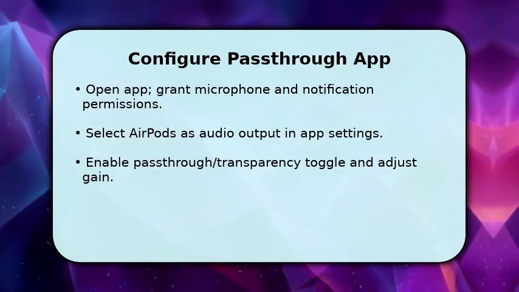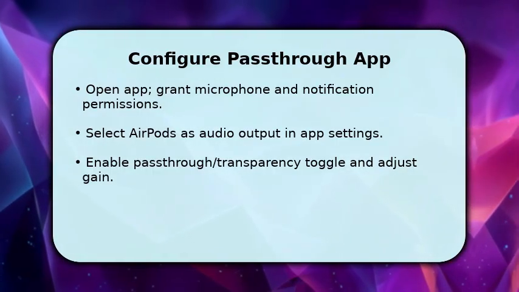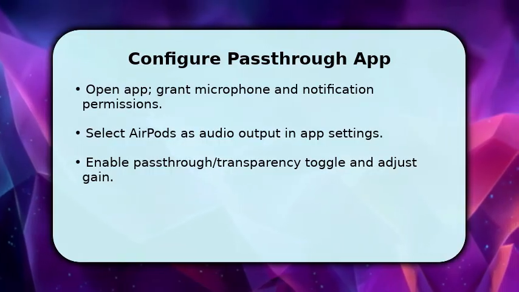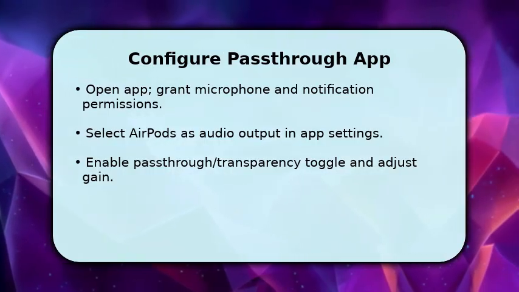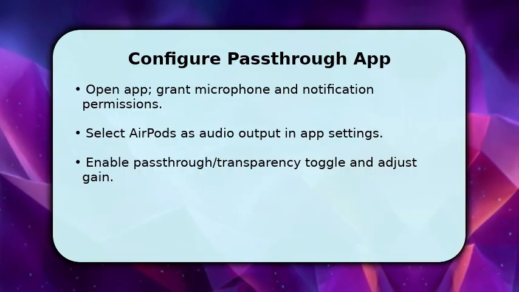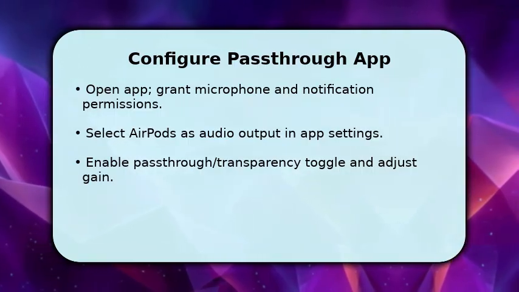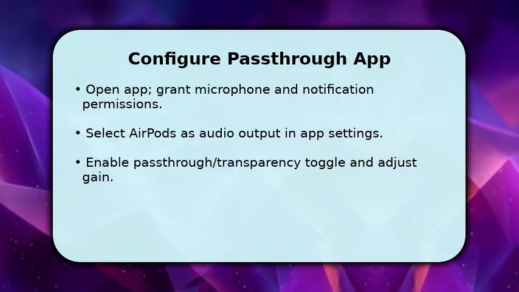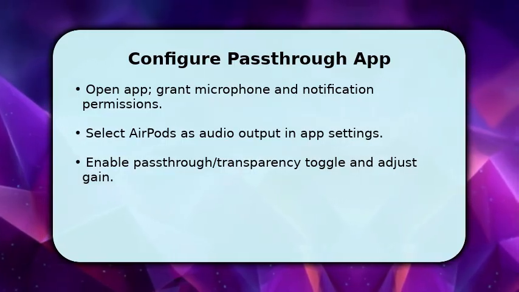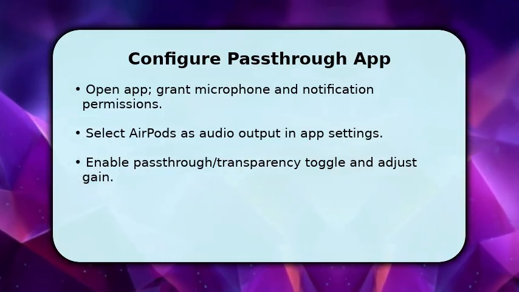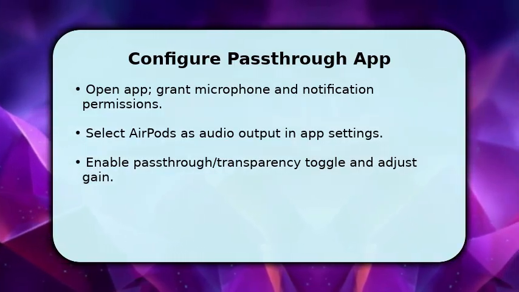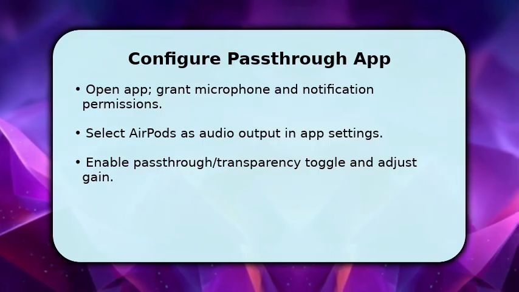mic access. Then, in the app, pick your AirPods as the audio output device so processed sound routes to them instead of the phone speaker. Enable the transparency or pass-through toggle. Adjust input gain and output level to balance natural sound with noise floor. If there are presets, choose a conservative profile first to avoid distortion.